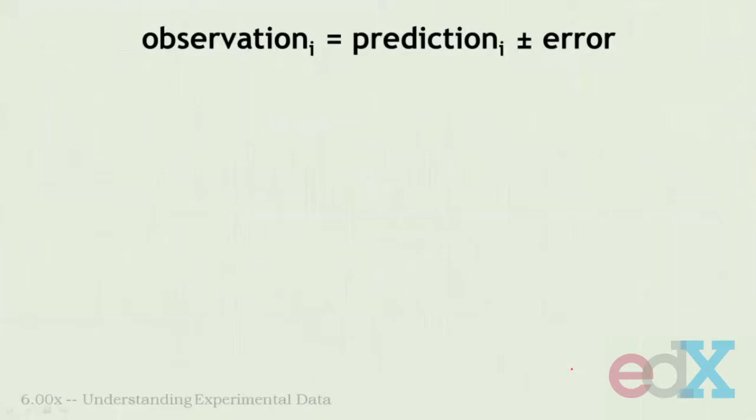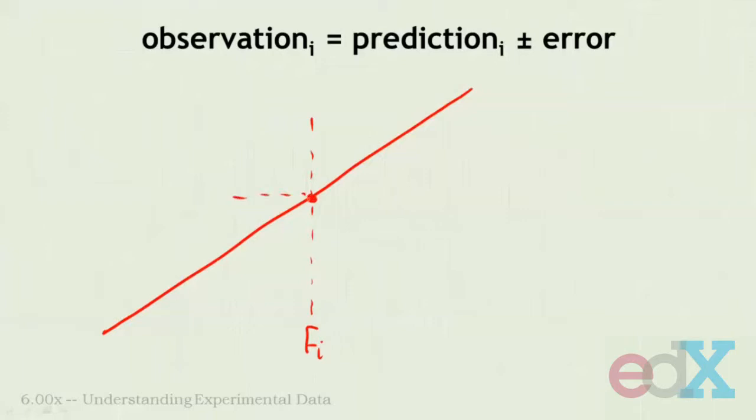So we have this notion that there's a linear relationship between the force that we apply, so here's a particular force, F sub i, and the observed extension. So this will be our prediction for the ith force, and our prediction for what the offset should be is equal to the force divided by the spring constant. So this is a line of slope 1 over k.